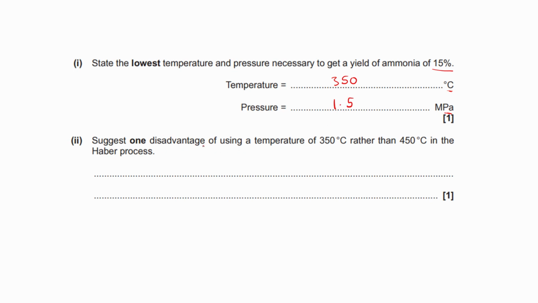Suggest one disadvantage of using a temperature of 350 degrees Celsius rather than 450 degrees Celsius in the Haber process for 1 mark. And obviously if you're using a lower temperature, the rate of reaction will be slower. So that's the reason. The rate of reaction would be slower.